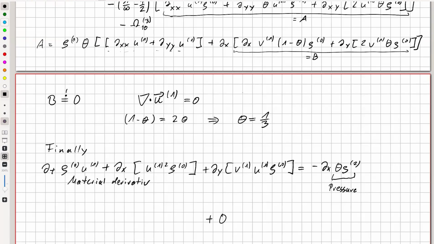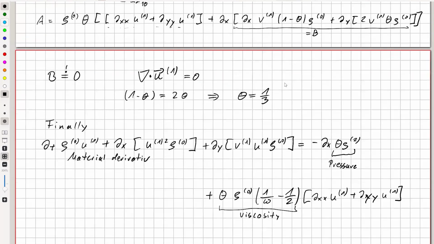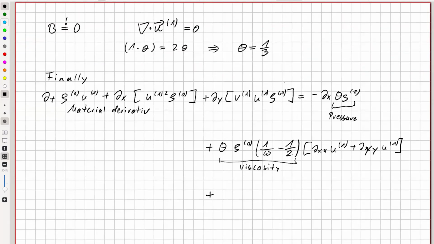Plus theta rho at zero order 1 over omega, which is not a function of epsilon, dxx u1 plus dyy u1. So all of this together here is viscosity. And the one thing I've not yet written is omega 1 0 to the third order.